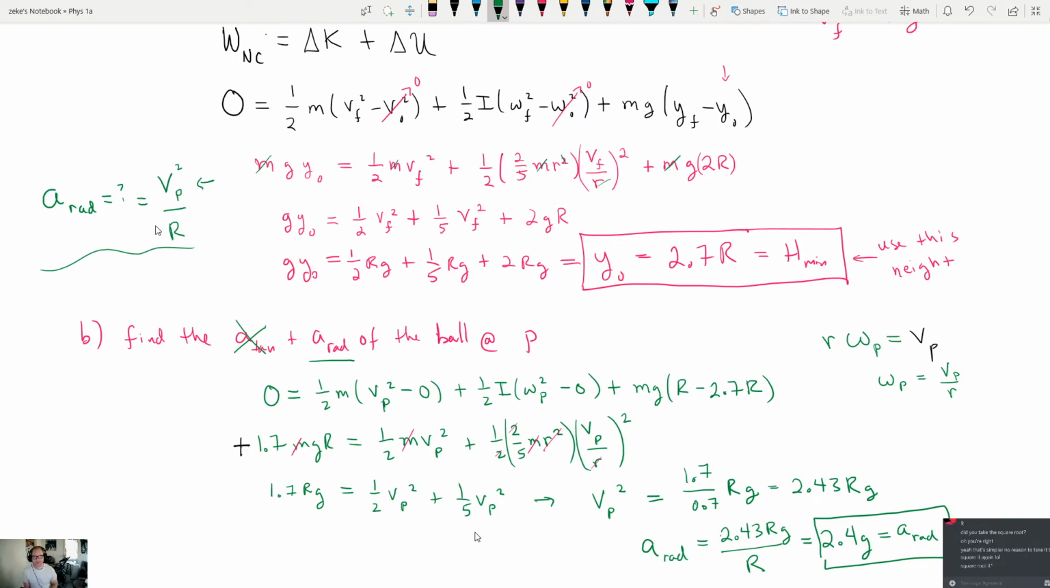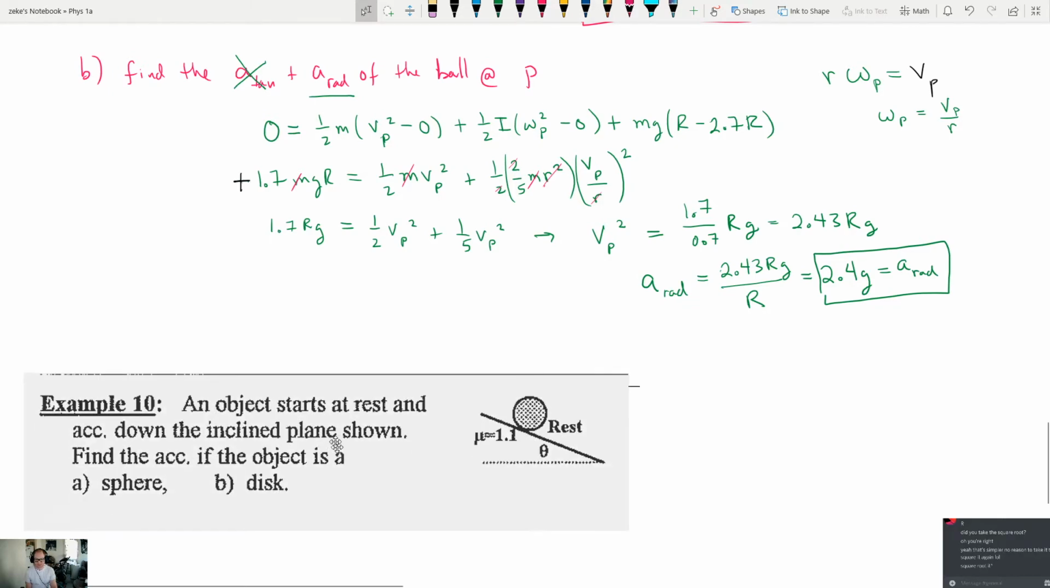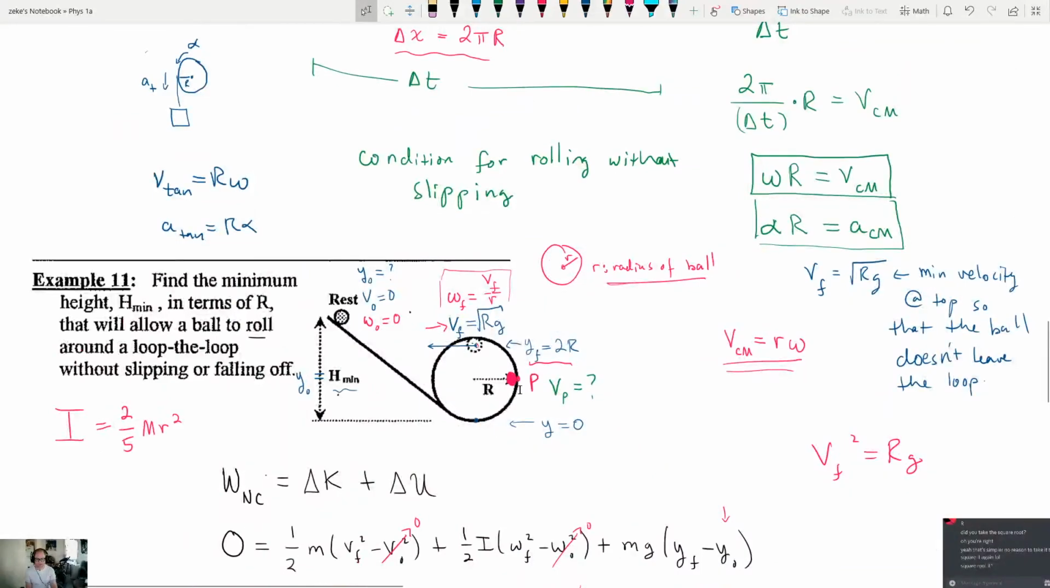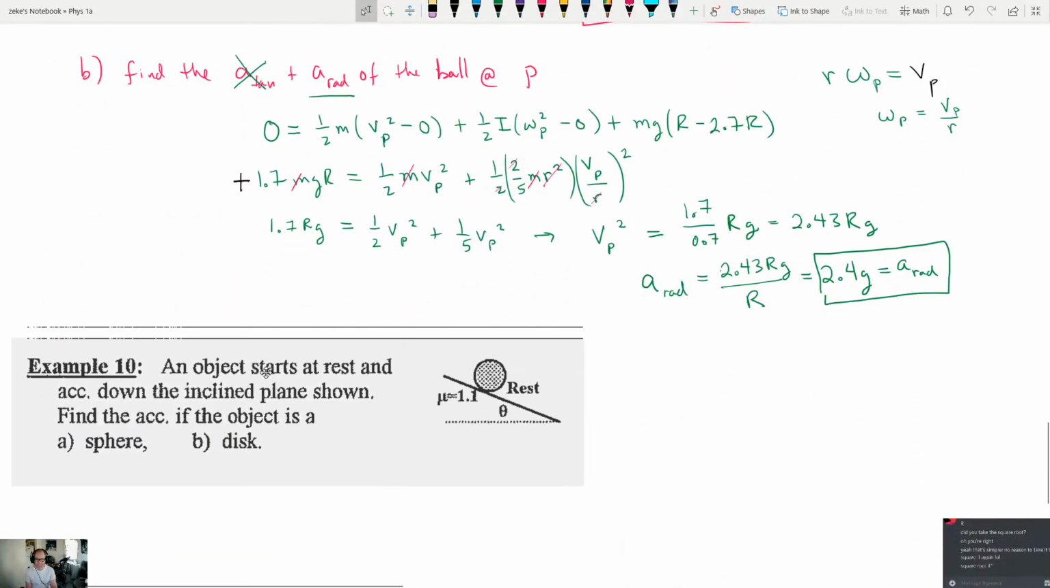Okay. So to solve this other part of it, we need to look at another problem. So we're going to look at this problem here, and we'll come back to finding the tangential acceleration of the ball at this point because this is a little trickier, a little more that goes into it. Okay.